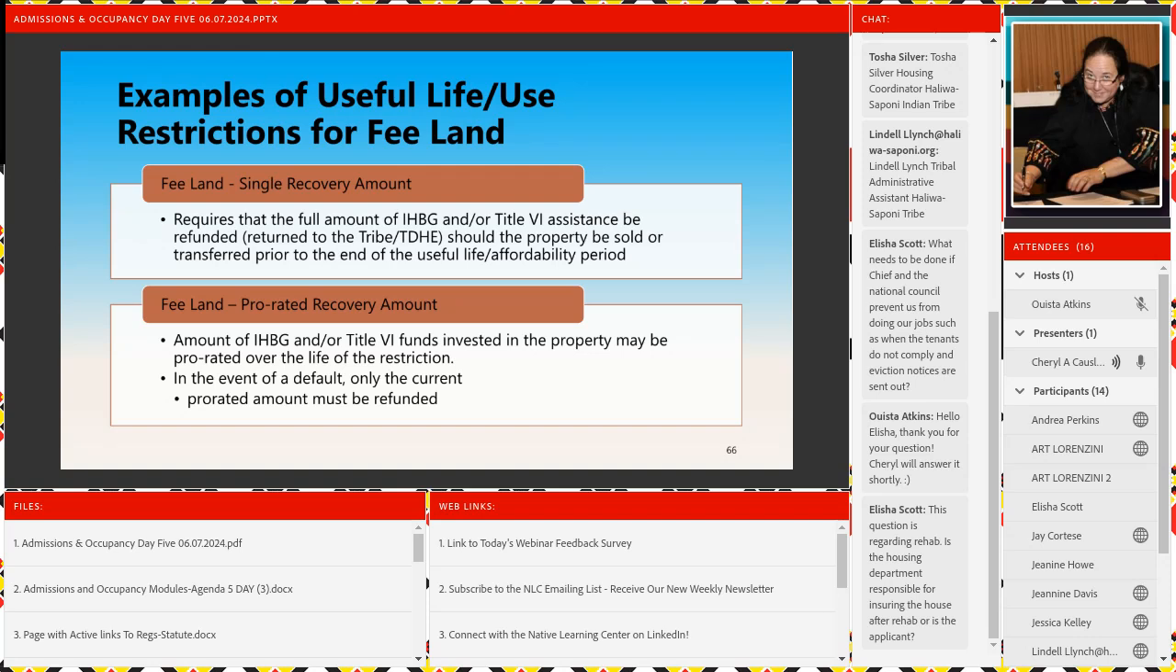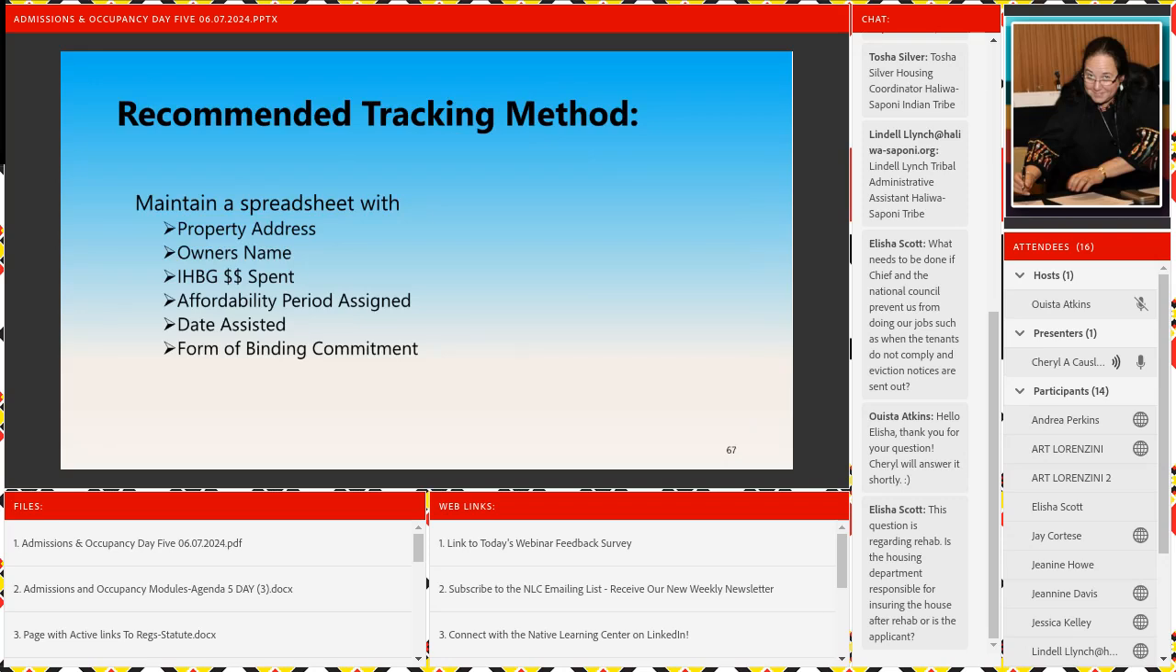So fee land single recovery amount requires the full amount of block grant or Title VI to be refunded or returned to the tribe or TDHE should that property be sold or transferred prior to the end of that useful life and affordability period. If it's prorated, it can be prorated over the life of the restriction. In the event of a default, only the current prorated amount must be refunded. So you need to have a tracking method, okay? And then those need to be recorded.